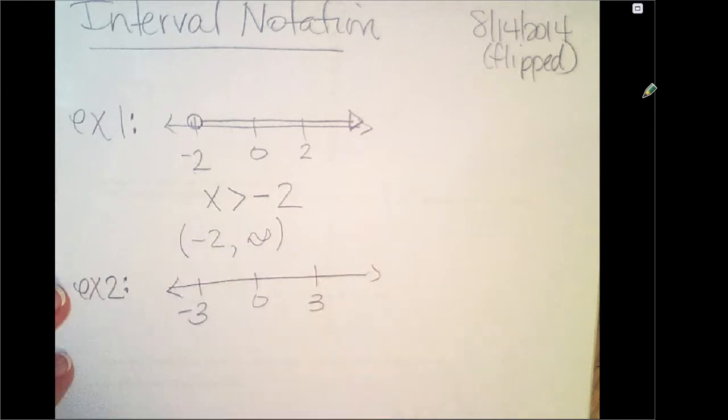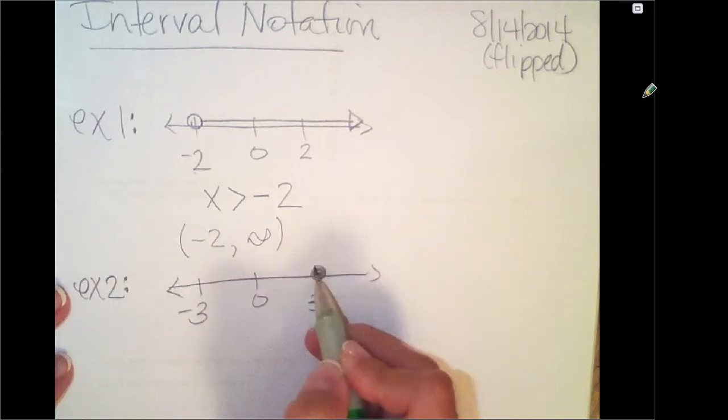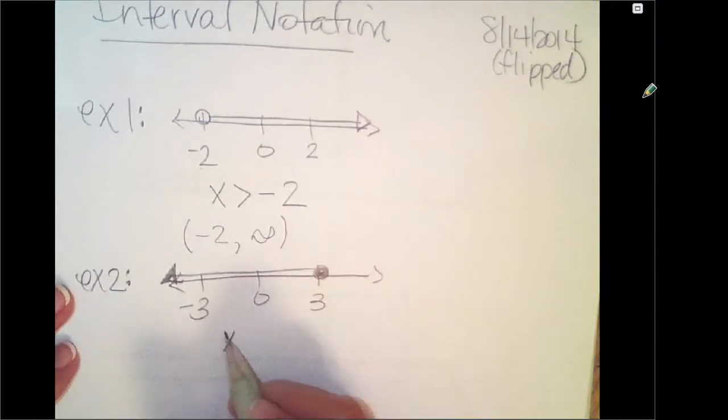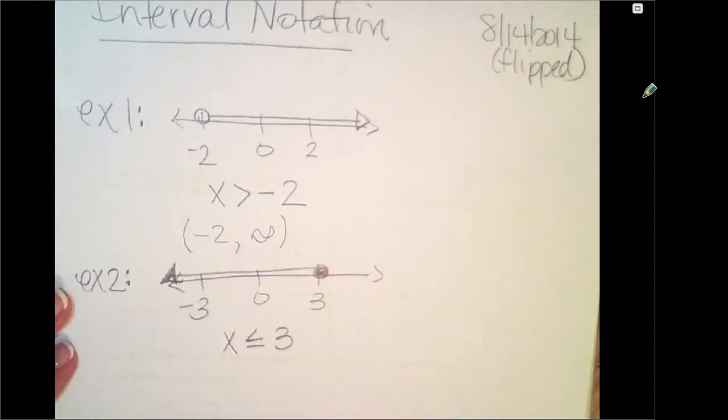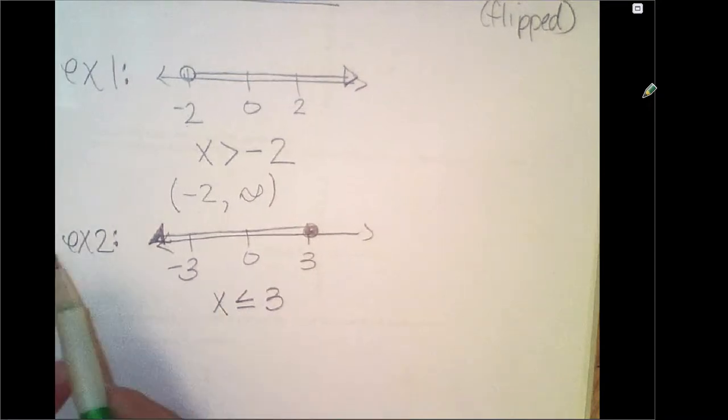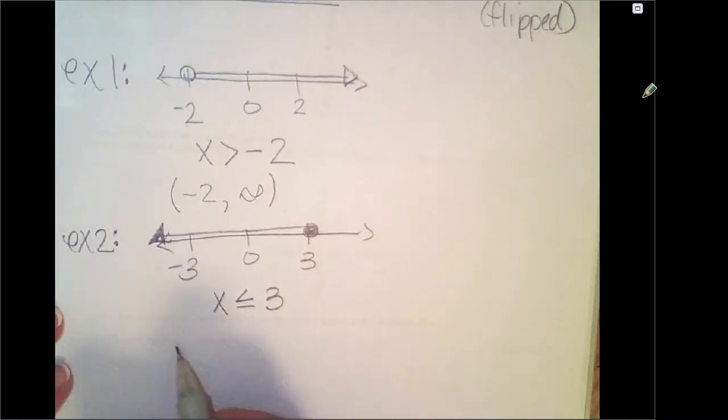Okay, so let's say my graph is a closed dot and going to the left. Well, we know that that solution is x is less than or equal to 3. So to write the interval notation, again, remember what I said, you write it the way you read. What's happening on this side of my graph? I'm going to -infinity.